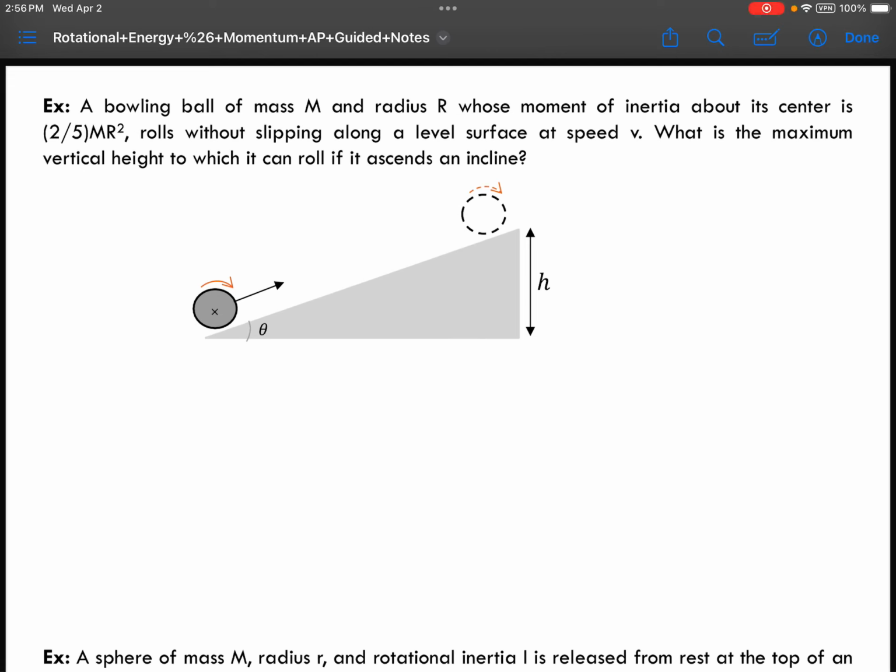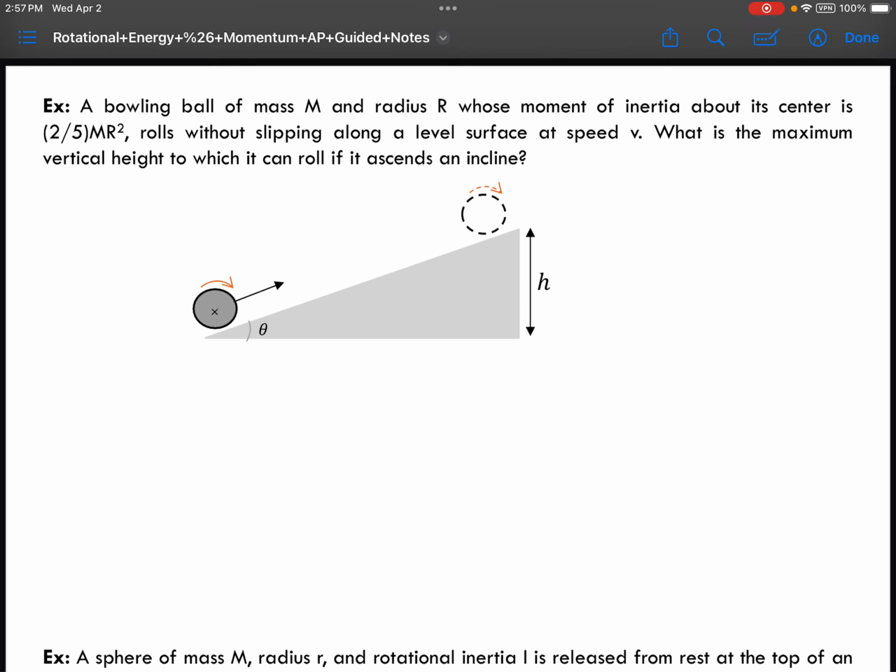Taking a look at a new example, a bowling ball of mass big M and radius big R, whose moment of inertia about its center is 2/5 MR squared, rolls without slipping along a level surface at speed v. What is the maximum vertical height to which it can roll if it ascends an incline? All right, so we're asked for what final height it could reach if it starts with this initial speed v.